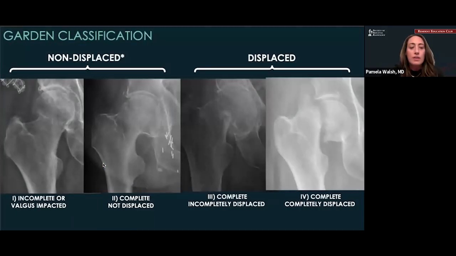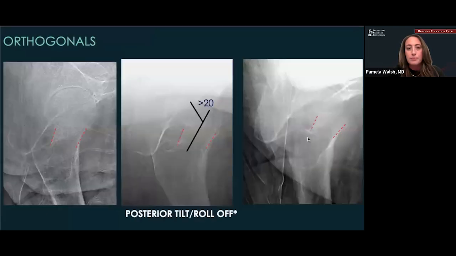And then this is the Garden classification for these subcapital and transcervical fractures. I'm not saying that you have to describe that, say, Garden in your report, but it's important to note why they're classified this way. So our Garden 1 is going to be a valgus impacted or incomplete fracture, which we're seeing here. Our Garden 2 is going to be a complete fracture that's not displaced. And then 3 and 4 are going to be fractures that have displacement. So they're either completely displaced, like in a Garden 3, or completely displaced, as in a Garden 4.